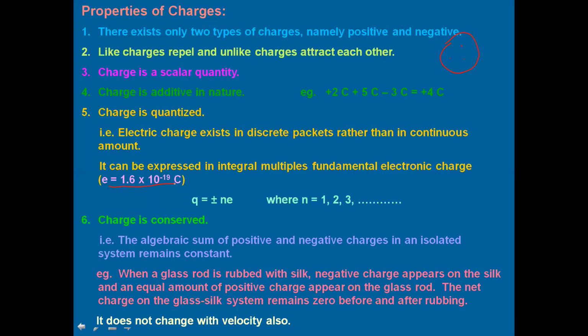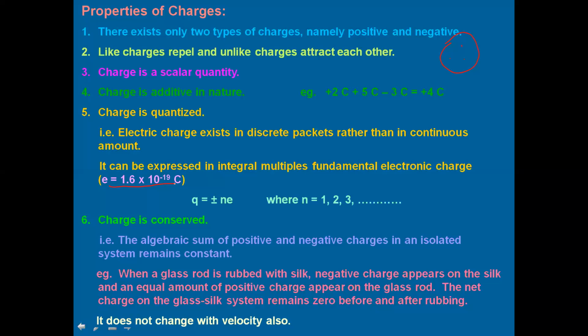Now, there is one more property: it does not change with velocity. See, in class 11th, we have studied most properties of mass. One of the properties of mass is mass according to Einstein's special theory of relativity. When an object of mass m is moving with a velocity which is comparable to the velocity of light, its mass will change. Rest mass and the amount of mass in motion are different. But contradicting that, charge does not change with velocity. So these are the important properties of electric charge.